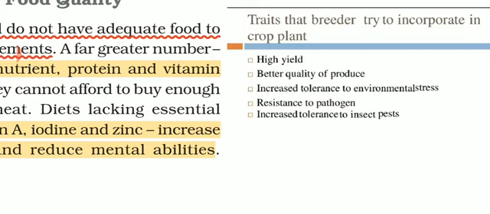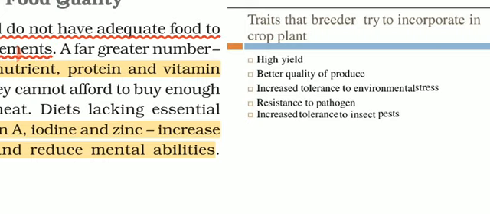Number third is increased tolerance to environmental stress. We have studied lots of stresses in the previous videos. It can be drought, floods, salinity, high exposure to light, high exposure to temperature. It can be high, it can be low. So we want those kinds of crops which can grow under any critical extreme situations.